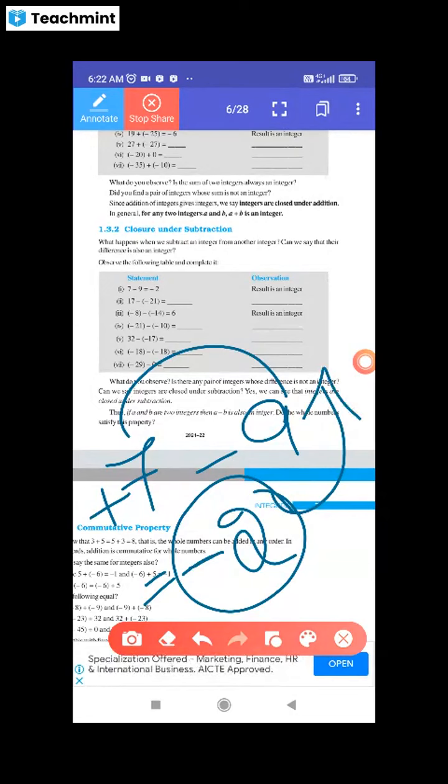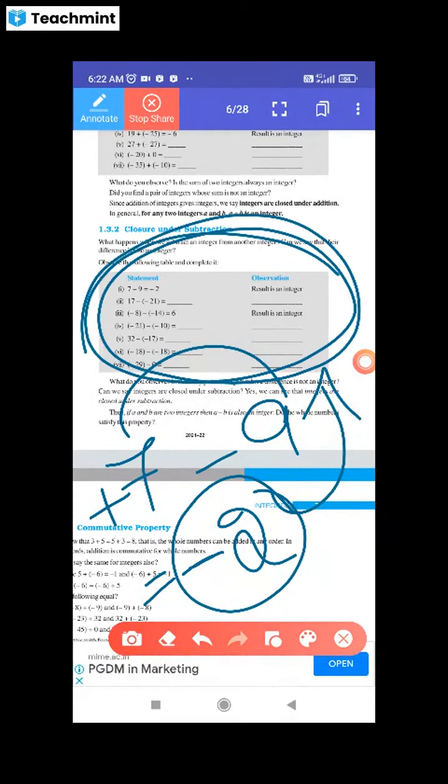Yes, ma'am. In the same manner, you have to find out whether all these problems give an integer or not. So this is the homework. You have to find out the answer. So is the result an integer or not? You have to find out. Ma'am, for all it will come out as an integer. Yes, of course.